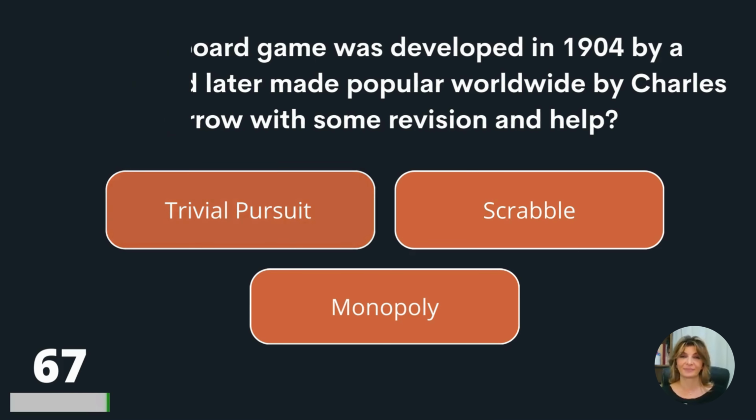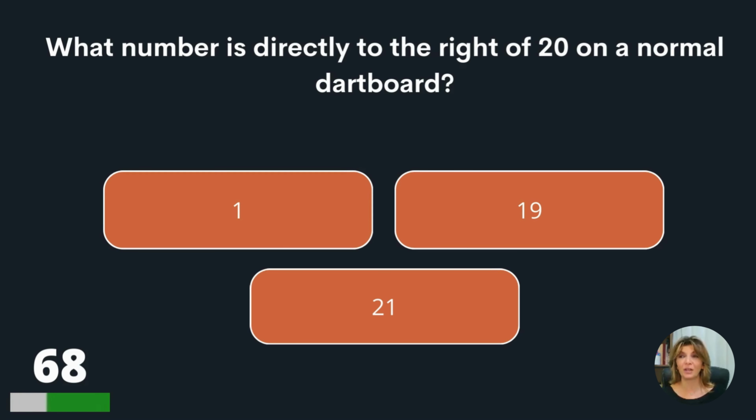What number is directly to the right of 20 on a normal dartboard? 1, 19, or 21?